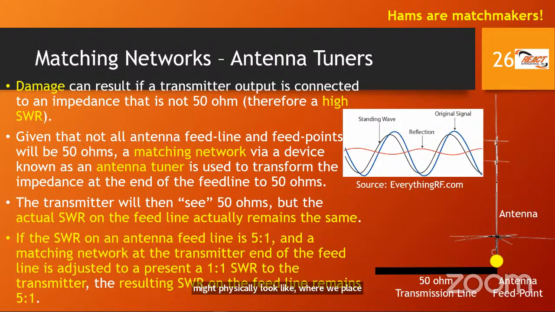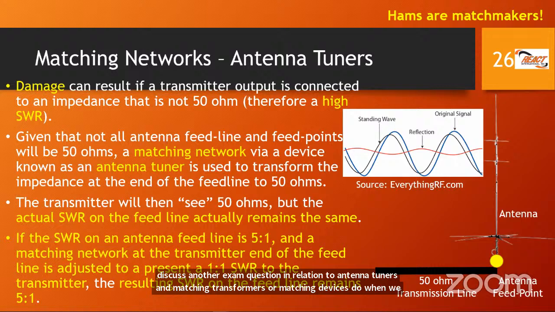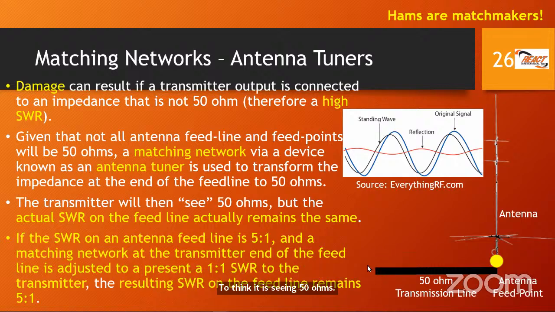And then we'll also discuss another exam question in relation to antenna tuners and matching transformers or matching networks, right? What those devices do when we put them in is allow the radio, or the transmitter, to think it is seeing 50 ohms. Now, the reality is that when we insert something to make the transmitter see 50 ohms, it's not actually 50 ohms, the transmitter is just seeing it. Whatever the impedance is, it remains the same. It doesn't actually change the impedance on the line, only what the transmitter sees. So in a way, you could think about it as fooling the transmitter, right?